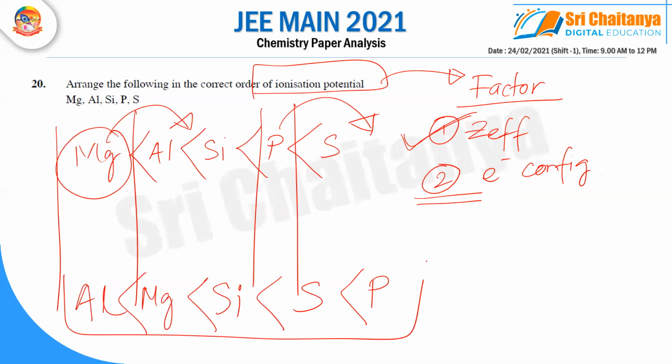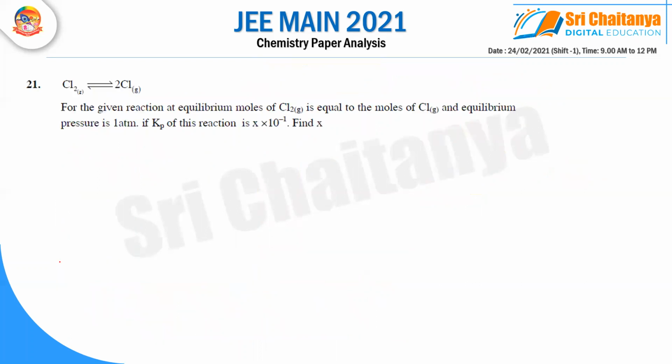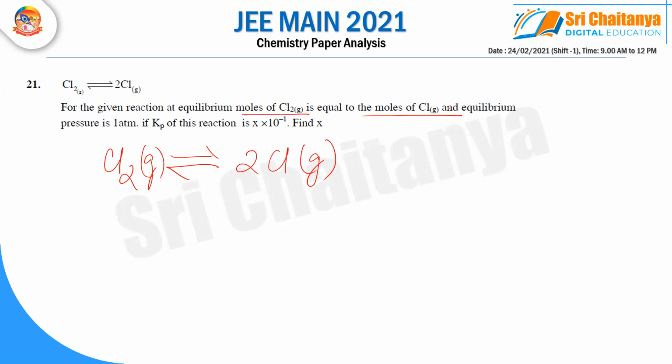So this is the order of ionization potential. Here at equilibrium, this is the equilibrium they're talking about. And surprisingly, it is homogeneous, gaseous, so there's no problem. At equilibrium, they're talking moles of Cl2 is equal to moles of Cl. So let us assume the moles to be some N. This is the moles at equilibrium.